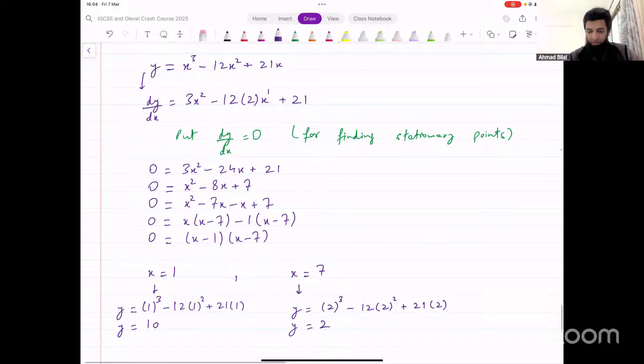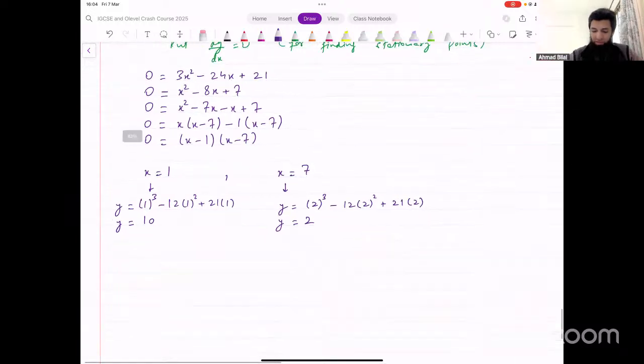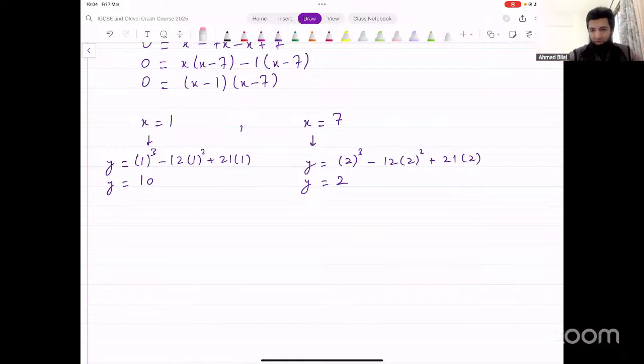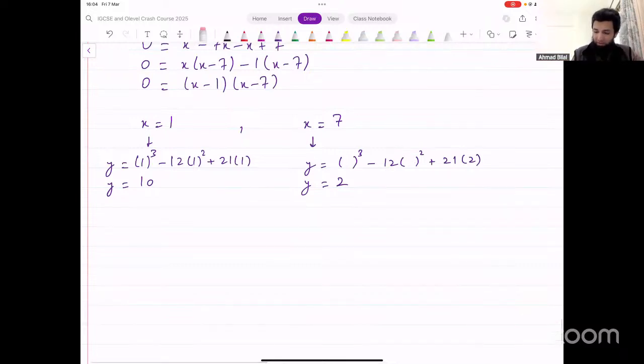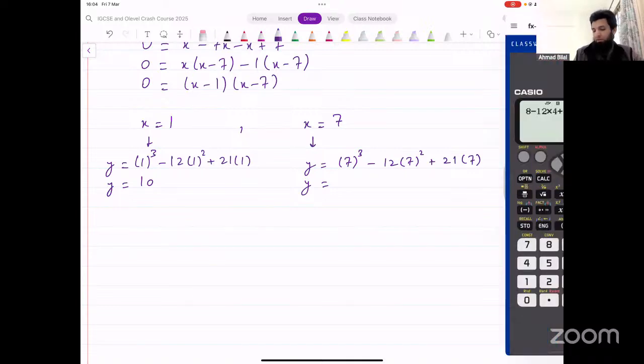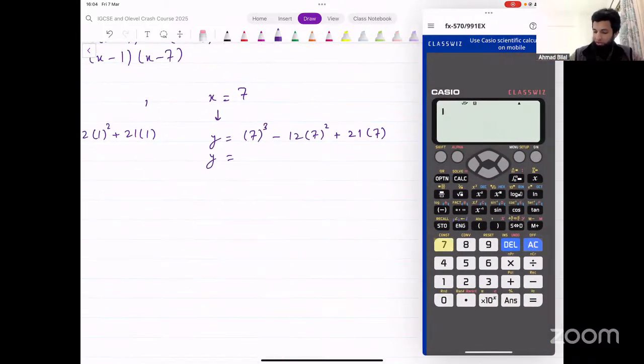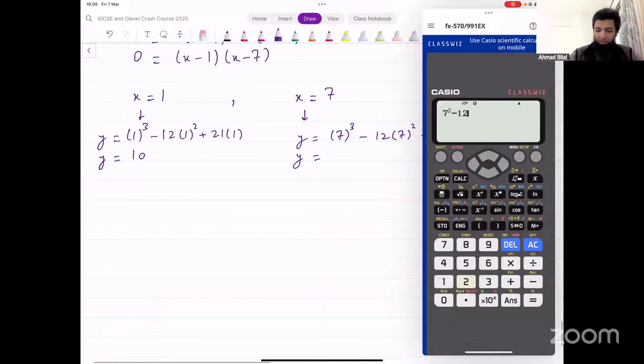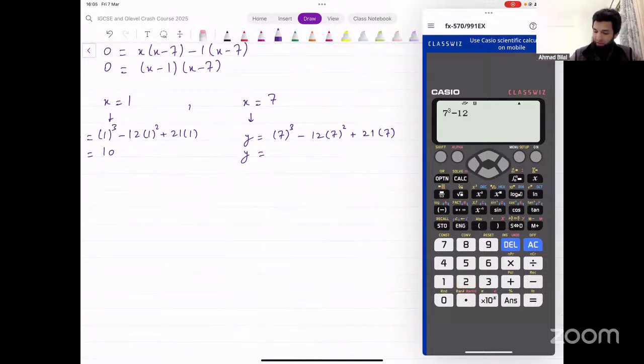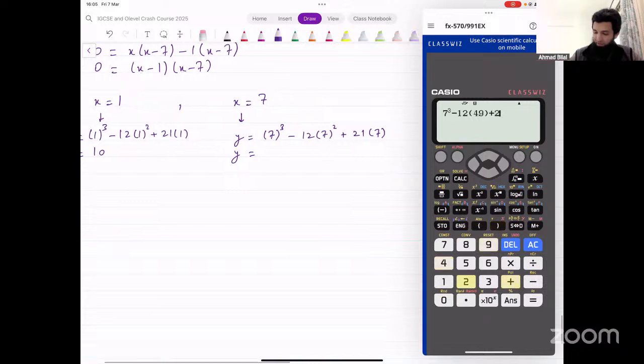I'm just checking if that is fine. Okay, I'm sorry, I put the wrong point there. Thank you for pointing that out. This is actually 7. Let's change that. 7 cubed minus 12, I put 2 there by mistake, it should have been 7. 12 into 49, which is 7 squared, plus 21 into 7.